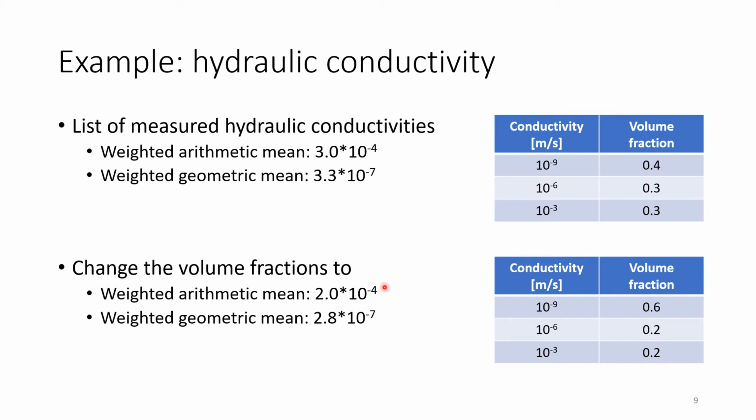We can now modify the volume fractions a bit, make it even more extreme, shifting the values to the 10 to the minus 9. And you will see that the arithmetic mean will just change slightly because it's still 10 to the minus 4, which you now might consider even less representative, right? And the geometric mean also not changing so much, actually, it's from 3.3 to 2.8, but still being to the 10 to the minus 7.